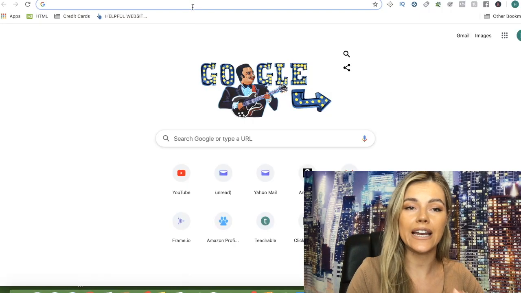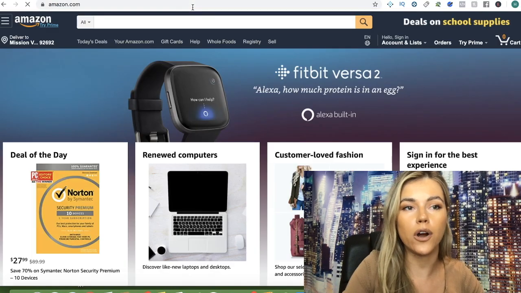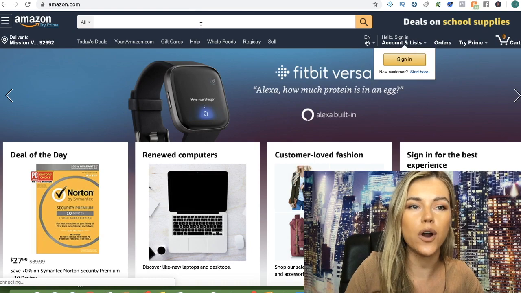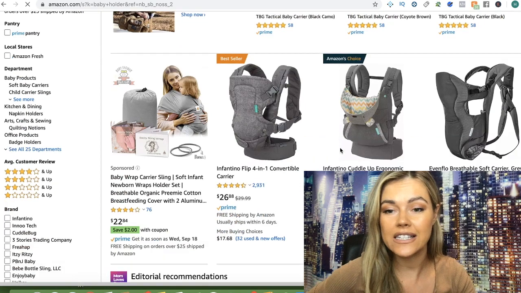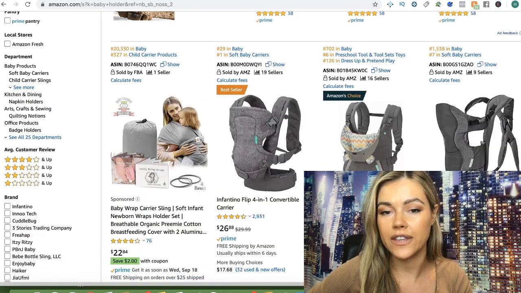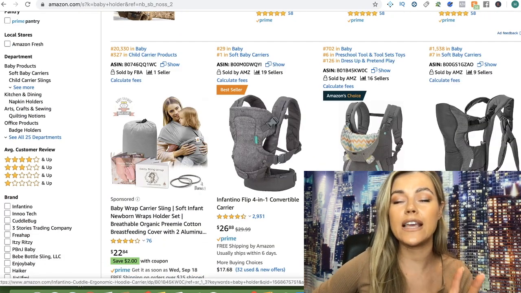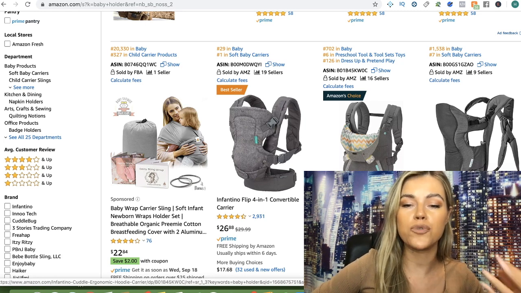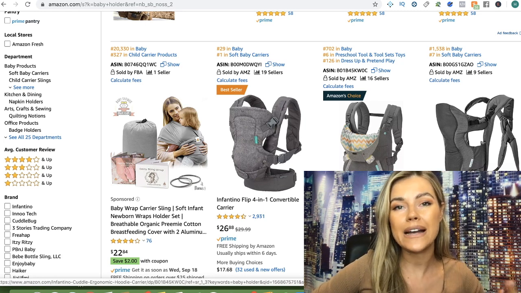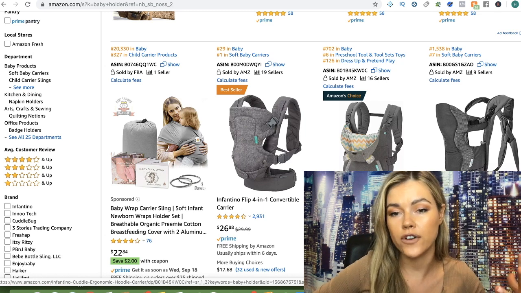Okay, so let's get into Amazon. I'm going to pick a product and then we're going to determine its profitability. I'm going to do a baby holder, whatever that is. Let's just go for one of these. So how do you determine profitability? Say we examine this market and it's a great market and you think you can launch this product and do really, really well. But are we actually going to be making a profit off of this?